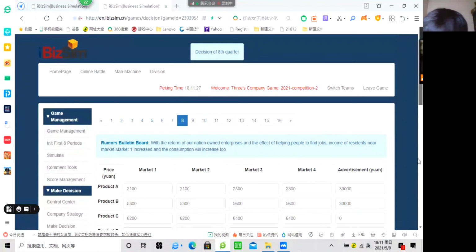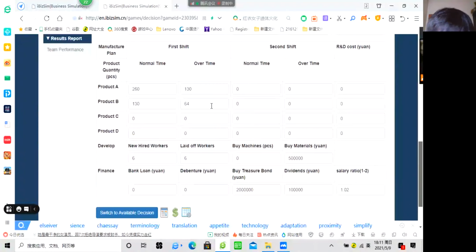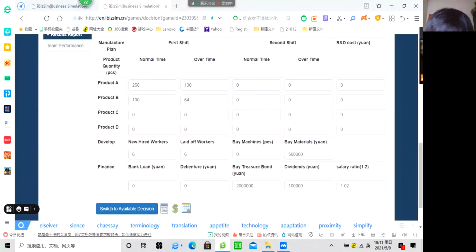So this is the previous condition. This is our operations. Product A and B are produced, just product A and B. Product C and D are not allowed. Why? Because we have not put R and D there. So this is the previous condition.